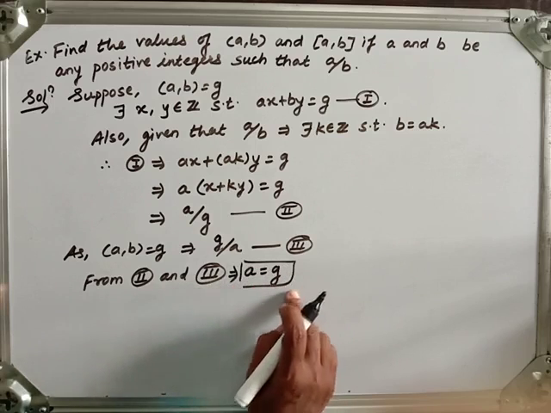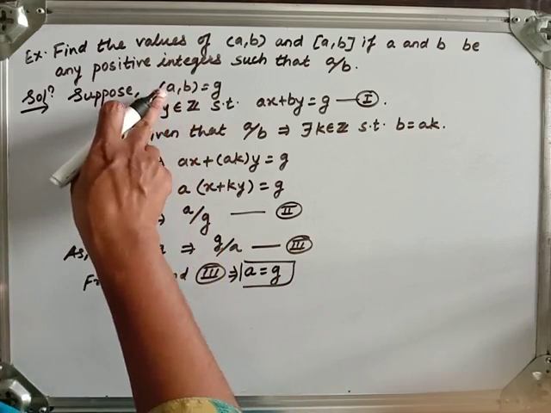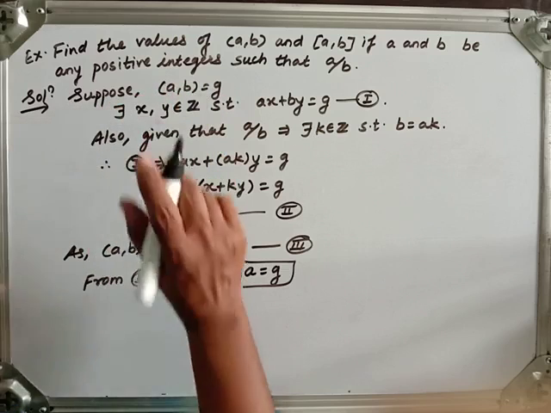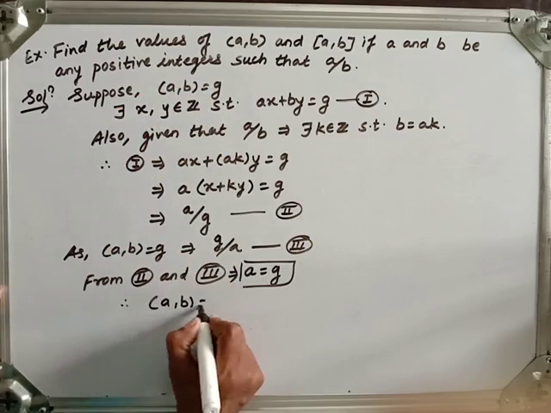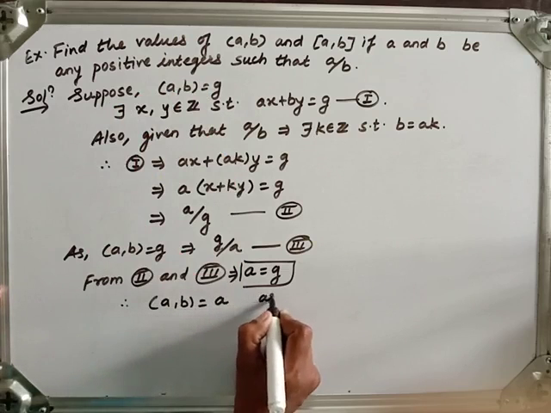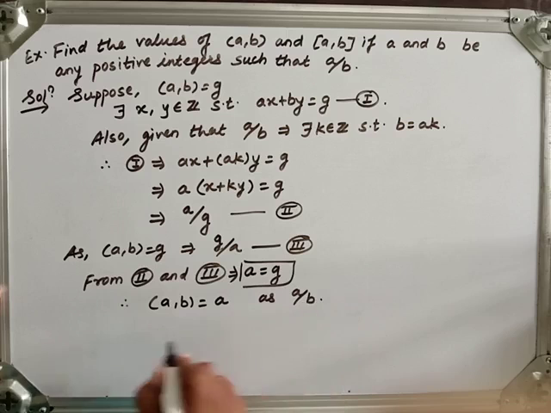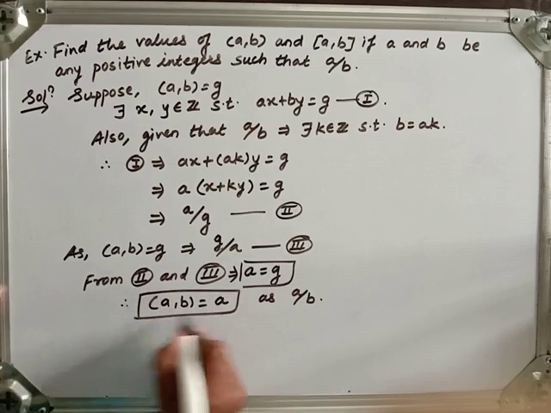Now A is equal to G means what? But what is G? We have assumed G is the GCD of A and B. Therefore, the GCD of A and B is A, as A divides B. This is given to us.